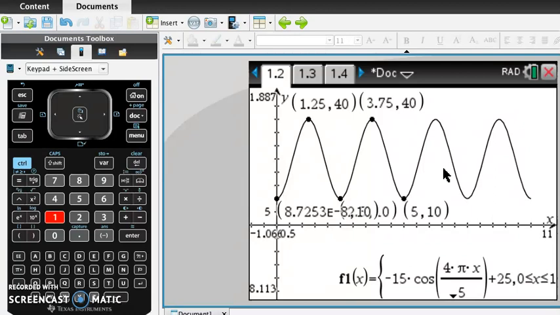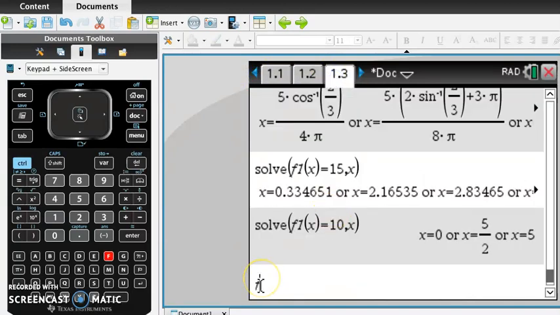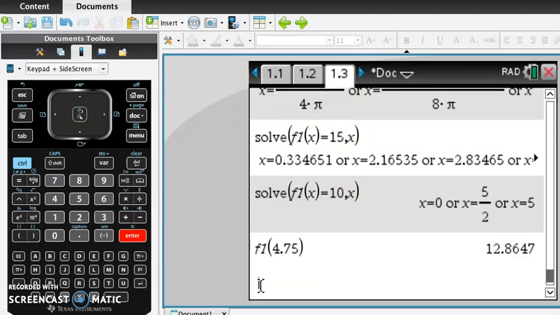Okay, on this day, what was the volume of product present in the drum at 11:45? So at 11:45, how many hours had passed? So we've got F1 of, well, how many hours is 11:45? So 11:45 is 4 3/4, isn't it? So 4.75. So we've got 12.86 litres of product in there.